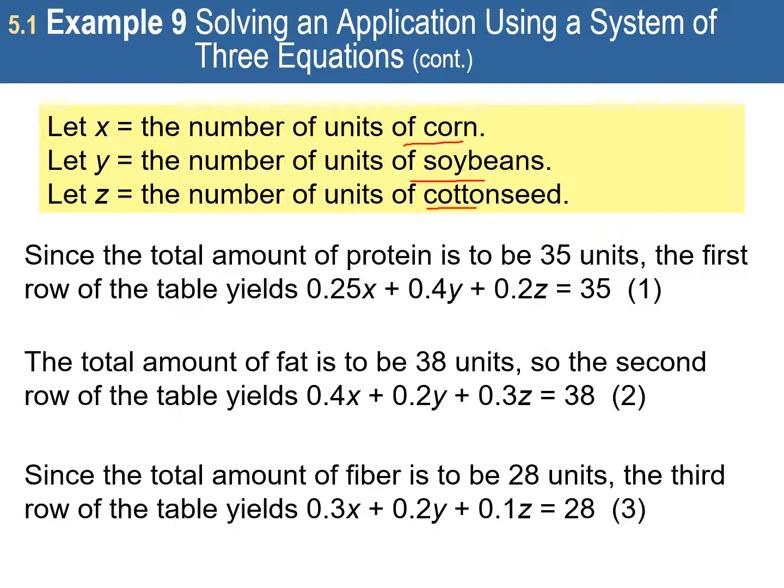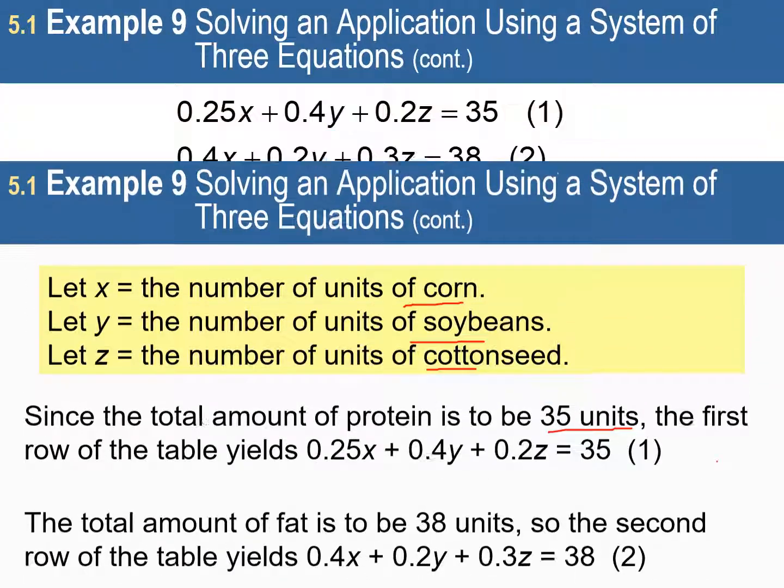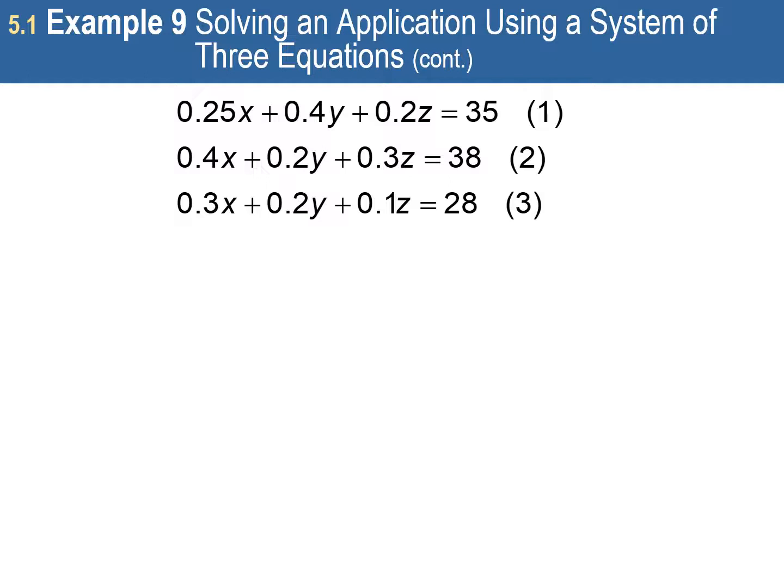Since the total amount of protein has to be 35, for the first row we get 0.25x plus 0.4y plus z is 35. That's our first equation. Since the total amount of fat has to be 38, the second equation is 0.4x plus 0.2y plus 0.3z is equal to 38. And since the total amount of fiber has to be 28 units, the third row is 0.3x plus 0.2y plus 0.1z is equal to 28. So this is what our system looks like.